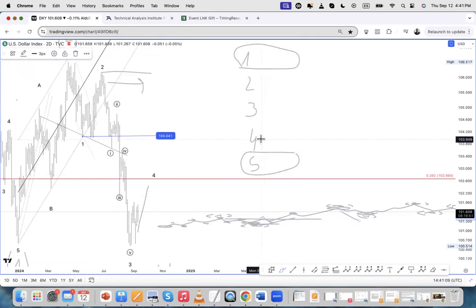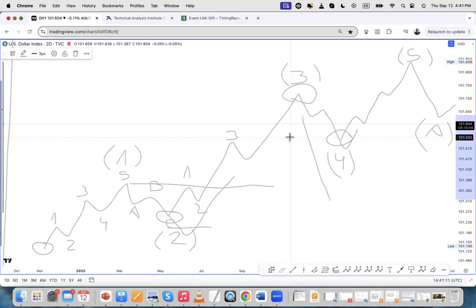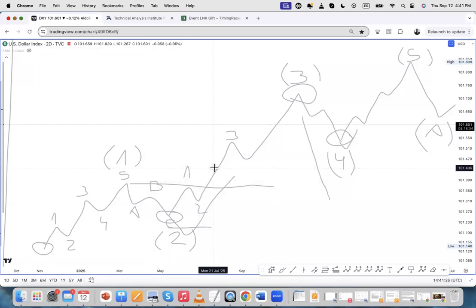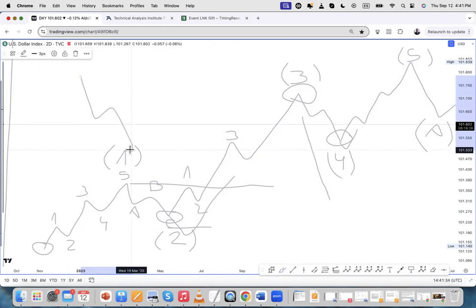Why not? Because it violates one of the rules. What rule is it? The rule for wave 4. Wave 4 can never end in the price territory of wave 1. And the same thing will apply when we have, let's do it this way, an A, a B, and a C. Let's say this big thing there. The same thing will apply there.